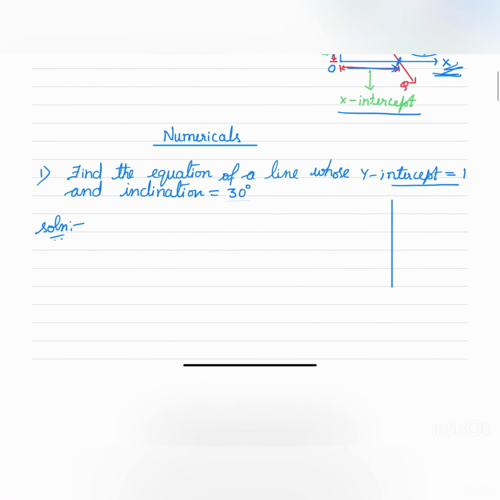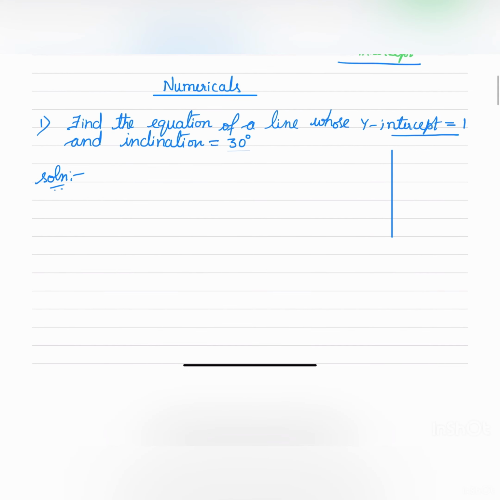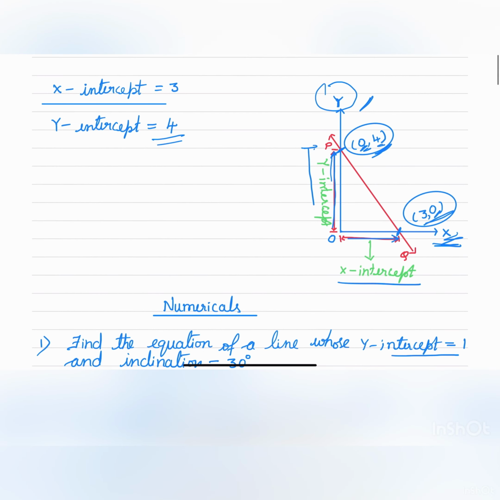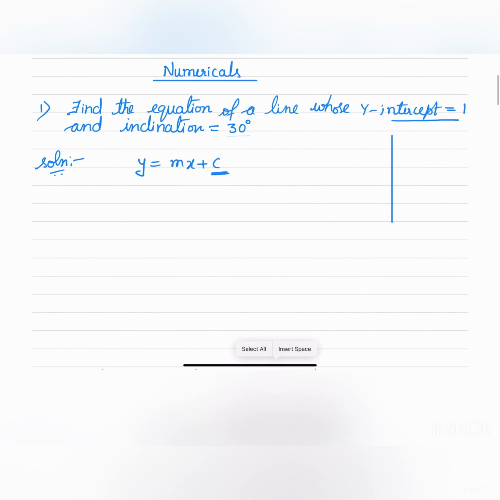Let us go for the numerical part. Find the equation of a line whose y-intercept is equal to 1 and inclination is 30 degrees. We have to know that this is the equation. If they have given the y-intercept, this c is nothing but the y-intercept. This is the formula if they give the intercept and the inclination.